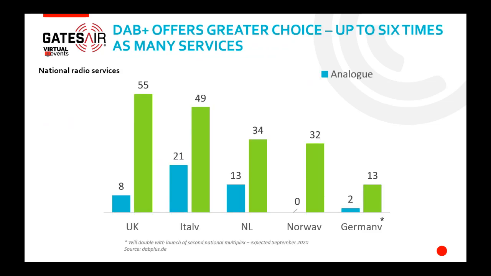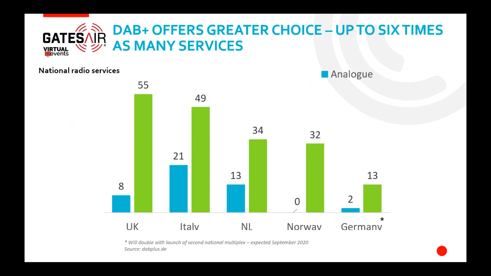Now, we talked about the number of channels. What this has also allowed people to do, not only have shared infrastructure, but in the same shared infrastructure, more channels are available. So just giving a quick snapshot, the blue bar represents the types of nationwide services available. So in the UK, there were 8. There are now 55 services using digital.